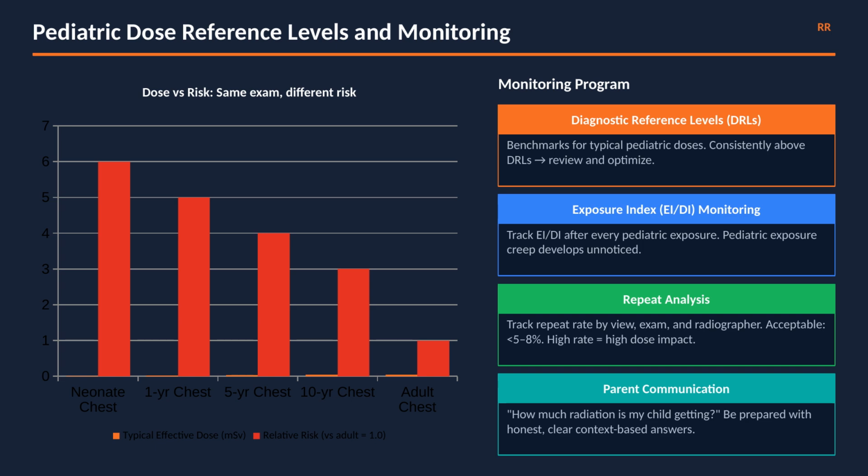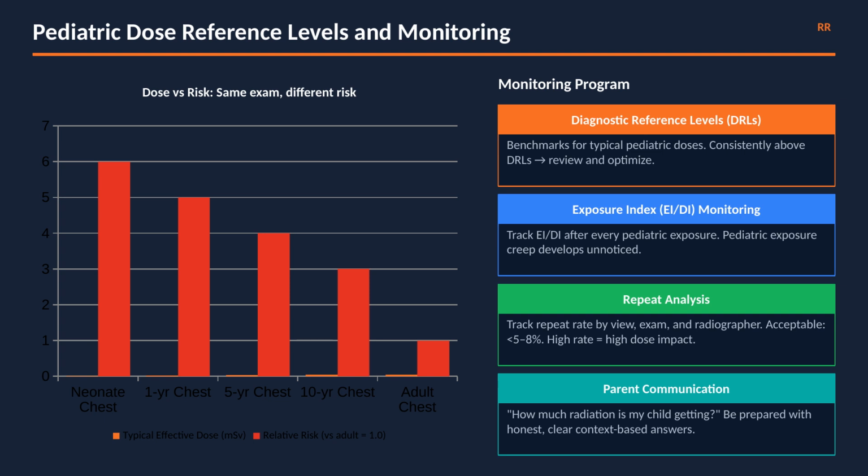Pediatric exposure creep develops unnoticed. Only systematic tracking catches it. Repeat analysis: track repeat rate by view, by exam type, and by radiographer. Acceptable repeat rate is under 5 to 8%. A high repeat rate in pediatric imaging is a serious dose problem. Every repeat is 100% additional exposure to the most radiosensitive patient population.